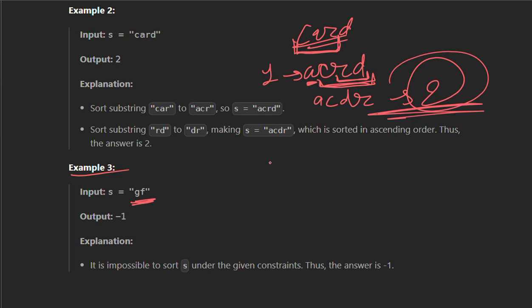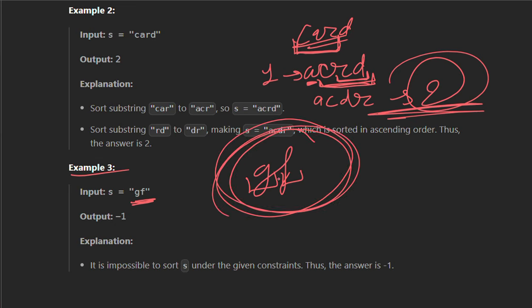Third example is GF. So what are the two possible substrings we have? Either we can take G or we can take F, but there is no point in sorting that. So there are no operations by which we can sort this string. So we have to return -1.